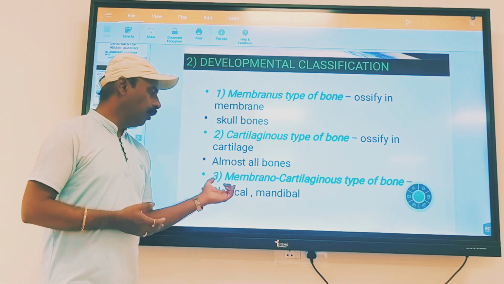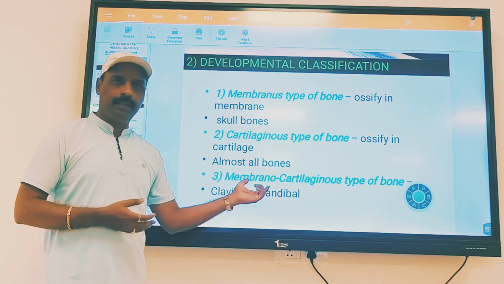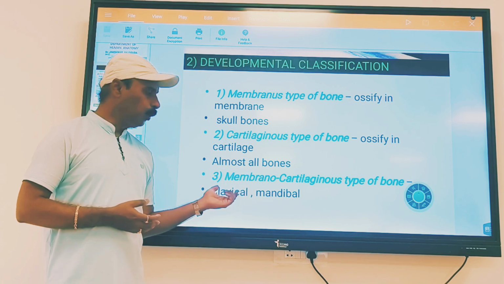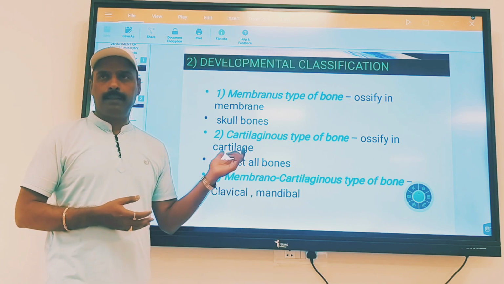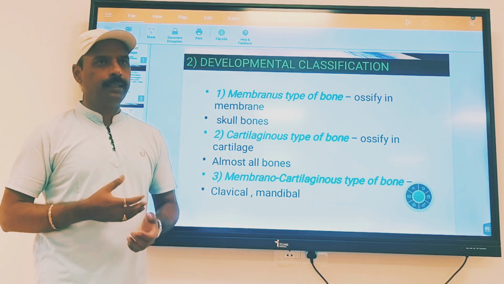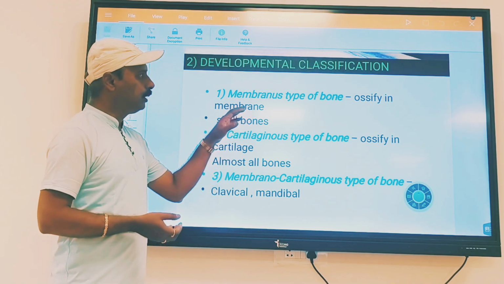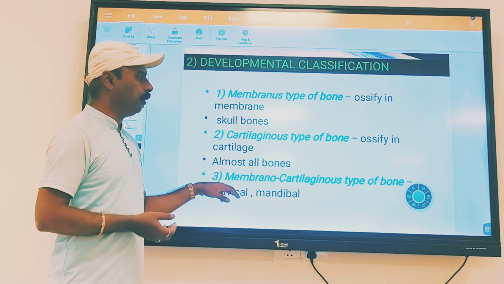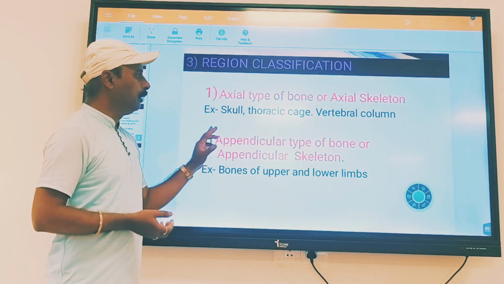Such a condition, the clavicle and mandible are the examples. These two bones are the examples for membrano-cartilaginous, partly membranous and partly cartilaginous. So this is according to the developmental classification.